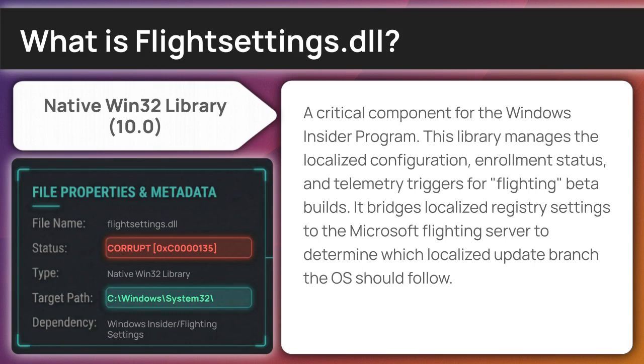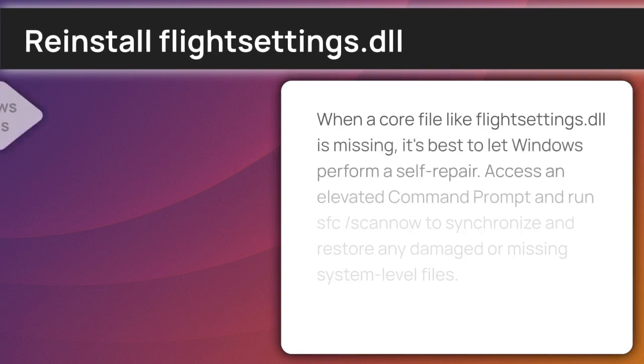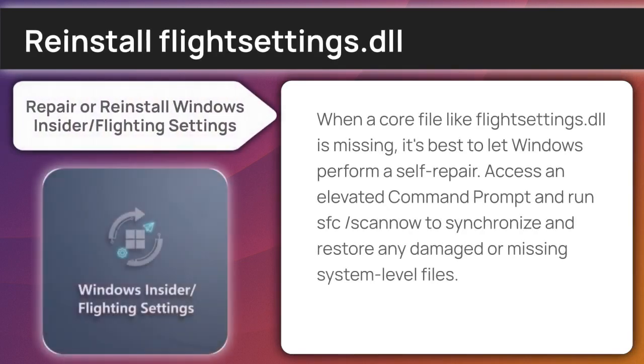With the explanation out of the way, let's refresh the affected files. When a core file like Flightsettings Library DLL is missing, it's best to let Windows perform a self-repair. Access an elevated command prompt and run sfc /scannow to synchronize and restore any damaged or missing system-level files.